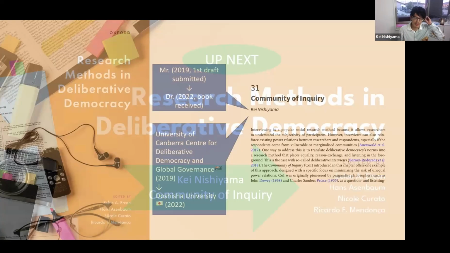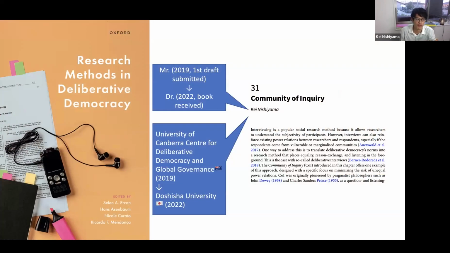My chapter is Community of Inquiry, which is a form of the interview method, especially the group interview method, that applies deliberative principles and techniques. So 20 seconds is very quick, so I will just very shortly summarize the background story and the practical points of the method.